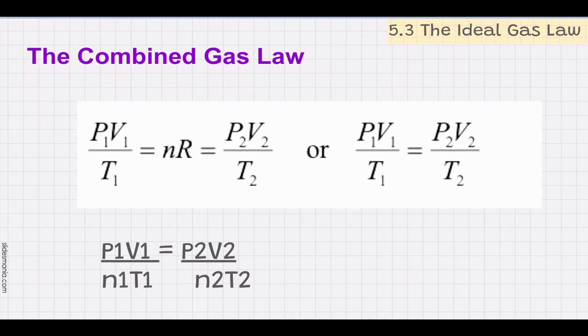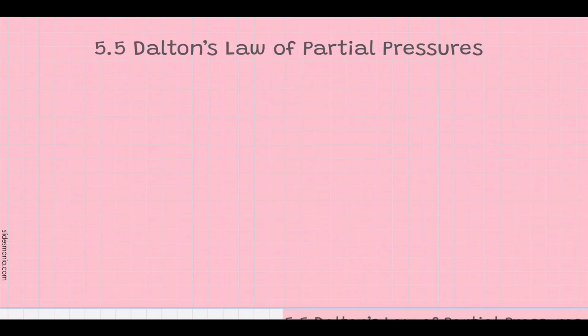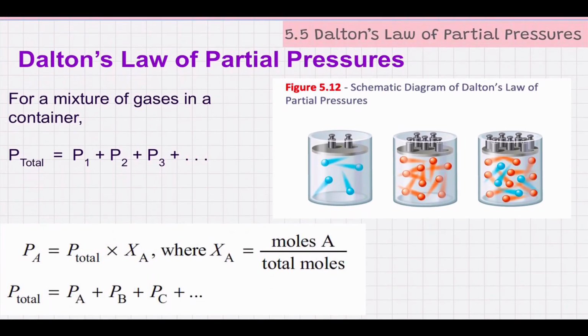I'm not going to go into this, but this shows part of the derivation from the combined gas law to the ideal gas law. But let's start here with Dalton's law, partial pressure. If I have a gas and another gas and I combine them into the same container, the pressure of each of those gases is going to add together to give me the total pressure.